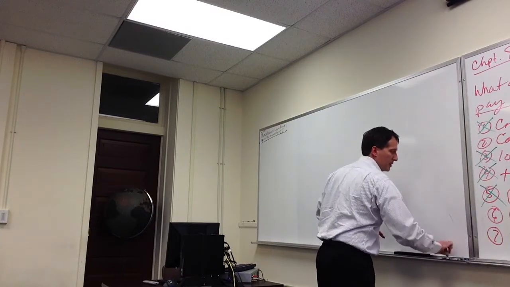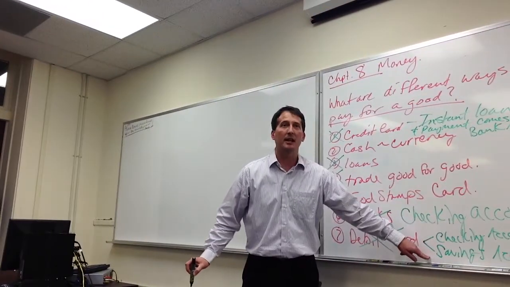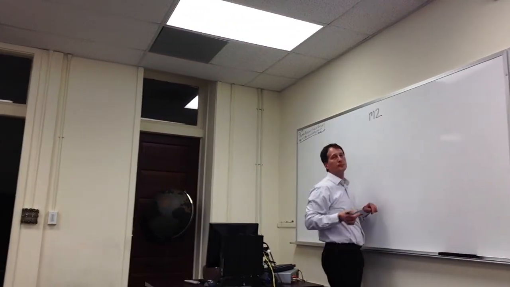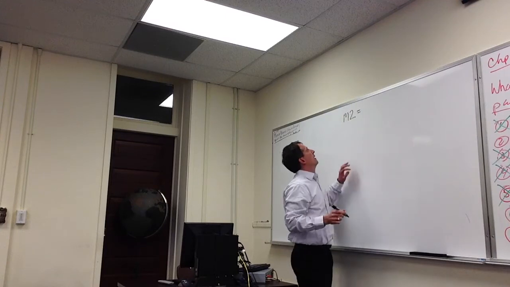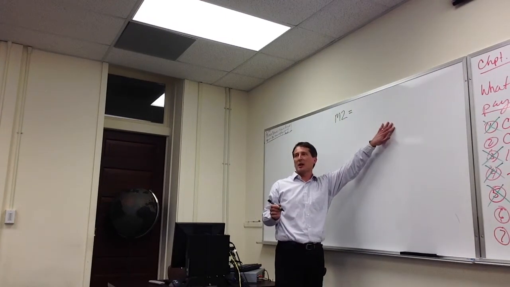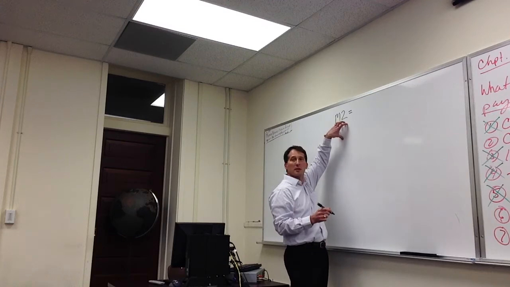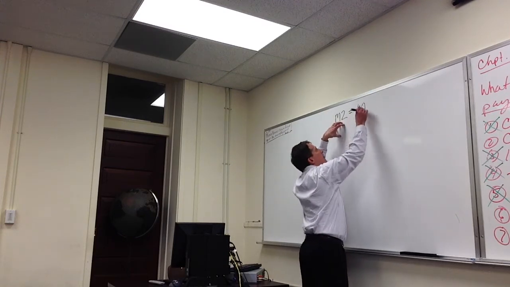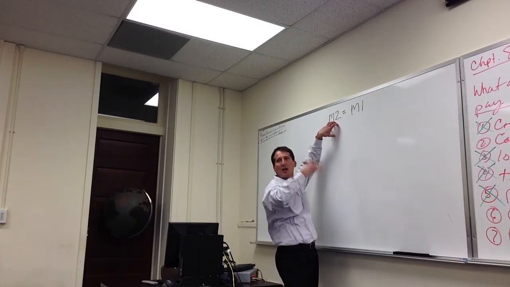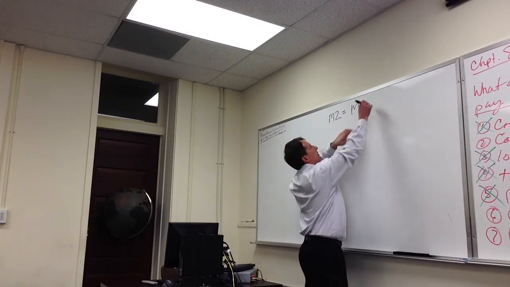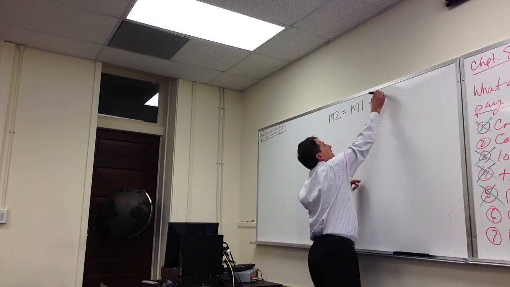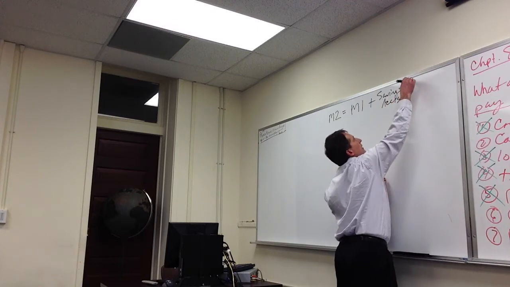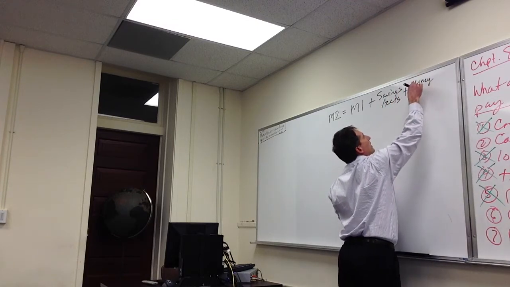So that measure of money does not include savings accounts. Our next measure does. So M2 starts to include savings accounts, but before you write anything more, the most important component of M2 is M1. We're just going to start adding on other things. So it's M1 plus savings accounts plus money market accounts.